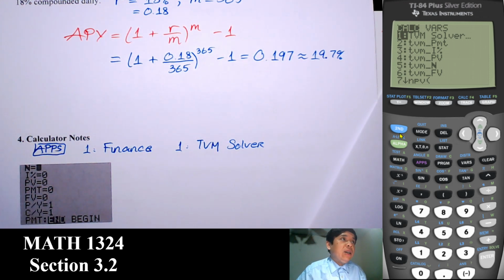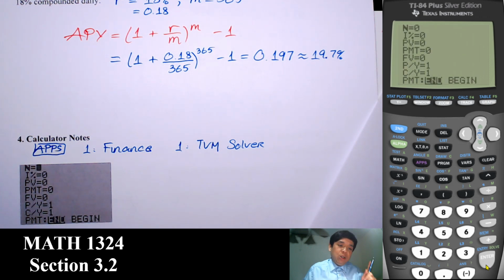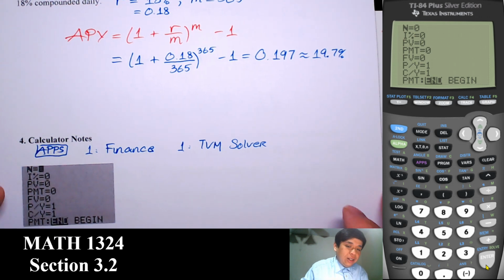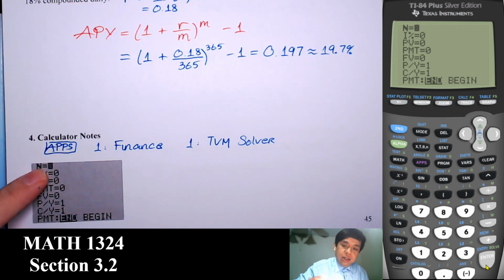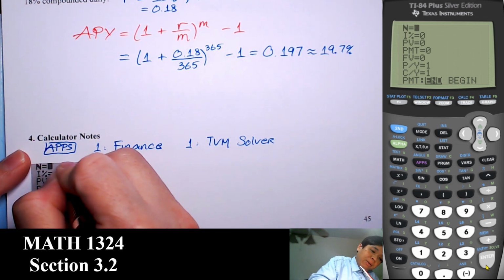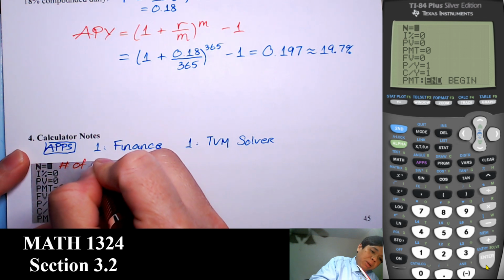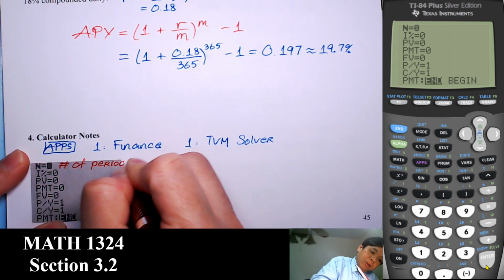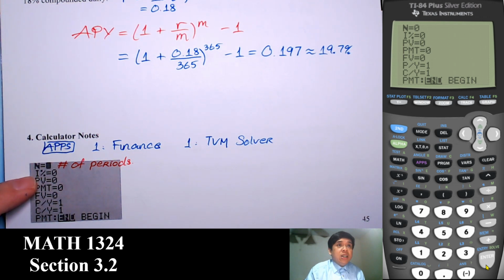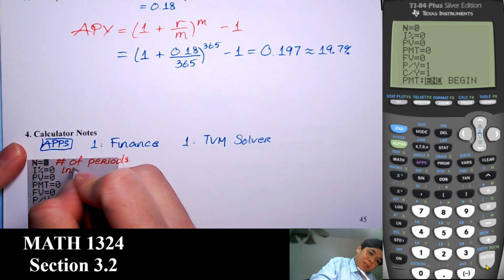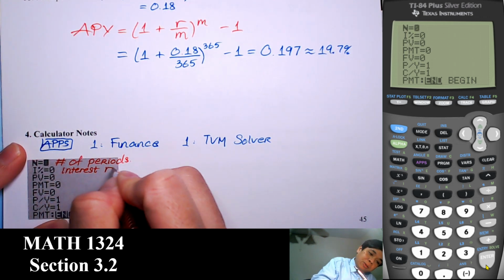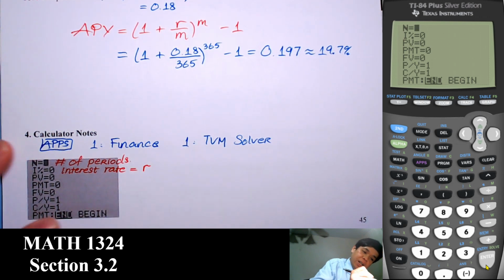So let's do that again. Apps 1, 2, okay, hit enter 2 times. Right. Now I need N. The confusing part is this N is not different than the n here; it is the number of payment periods, or the number of periods. The I is the interest. This is not the I in the formula, this is the interest rate. So this is equivalent to the R in our formula.